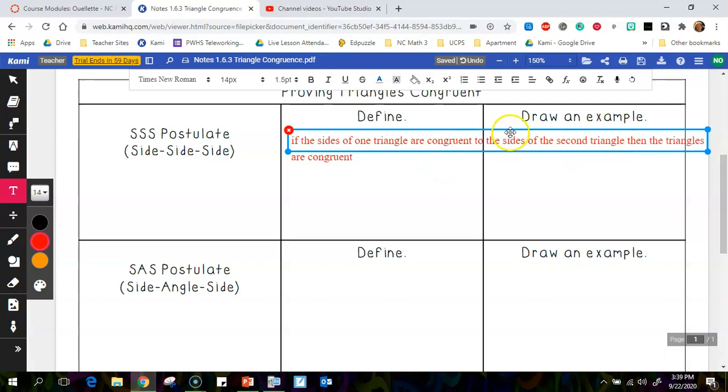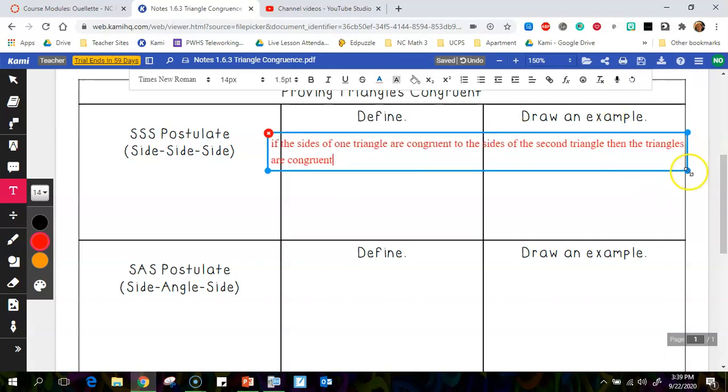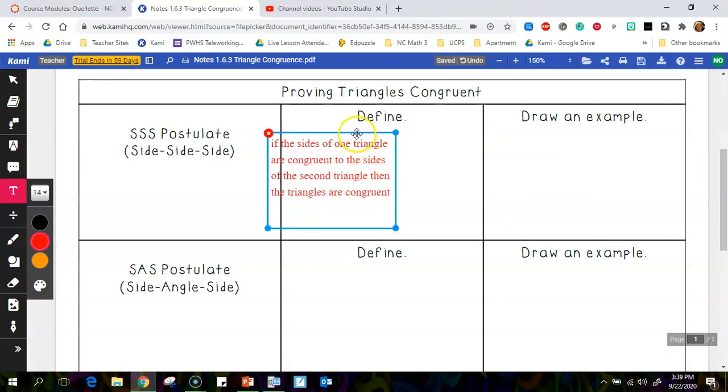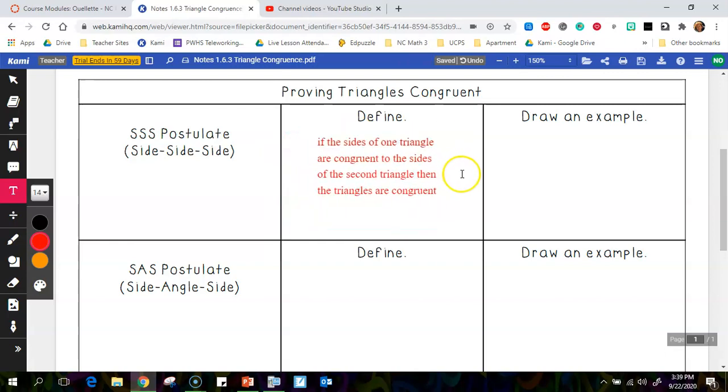Okay, so I need to make this so it fits in here. And then draw an example. Okay, so I get my triangle tool.